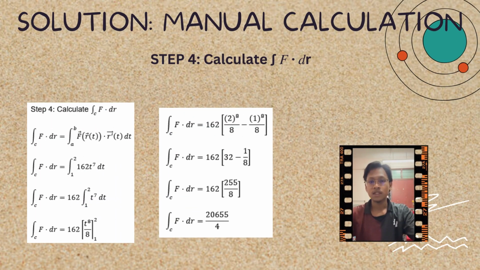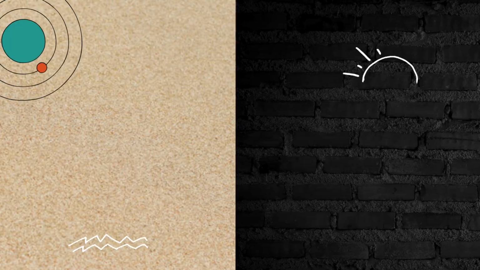Okay, for the last step for question 2, we must calculate the integral of vector f dot dr. So we integrate the answer from step 3, which is 162t⁷, like usual. So we will get the last answer, which is 20,655 over 4. Okay, that's all from me.